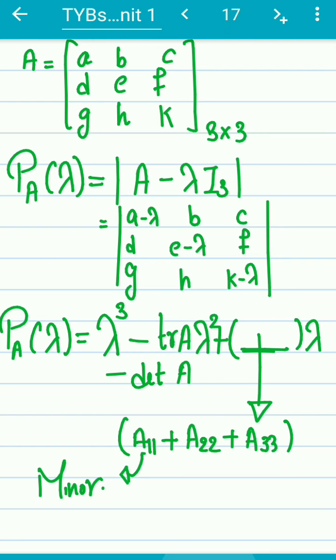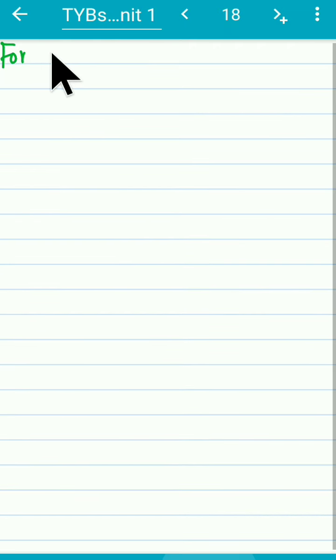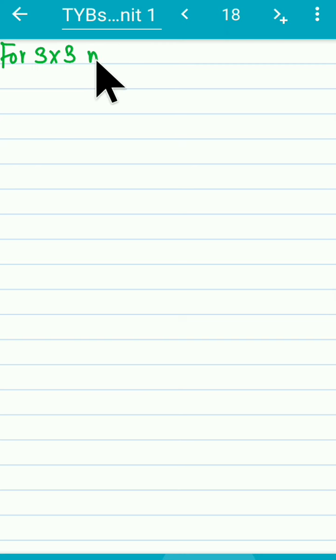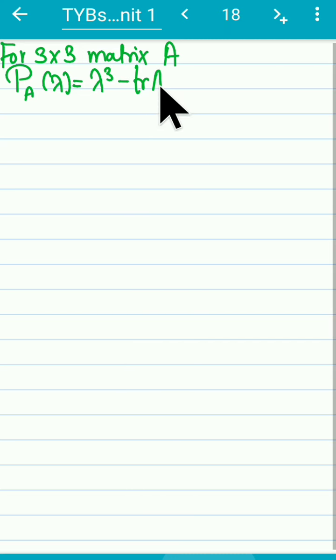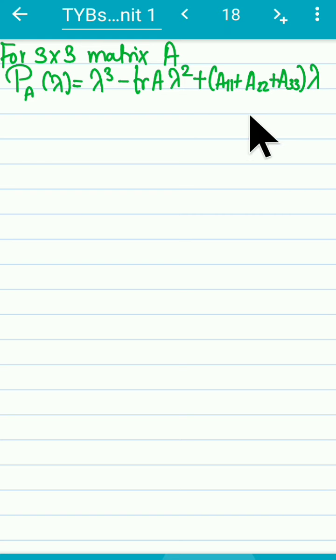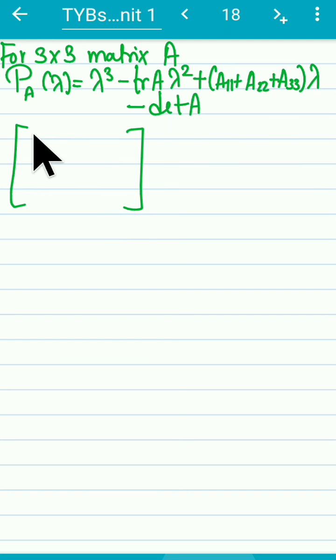On the next page, I'll write the formula once in detail. So for a 3 cross 3 matrix A, the formula is P_A of lambda equals lambda cube minus trace of A times lambda square, plus A11 plus A22 plus A33 times lambda, and at the end, minus determinant of A is the last term. Okay, so let us find those things for a polynomial. Let me keep it a simple one.